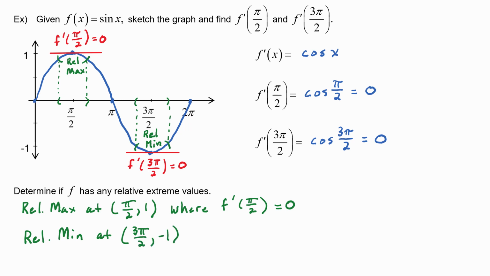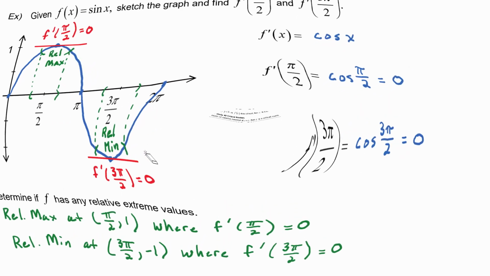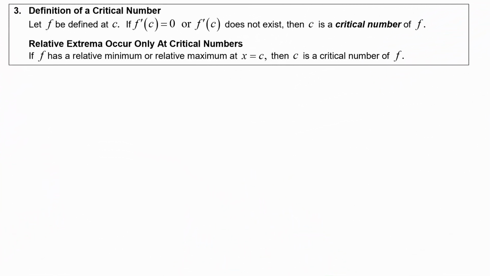where f prime at 3 pi over 2 is equal to 0. So what we want to notice is that we had relative extrema occur when the derivative was equal to 0, and in the previous problem, we had a relative extrema occur where the derivative did not exist. So this brings us to the definition of a critical number.